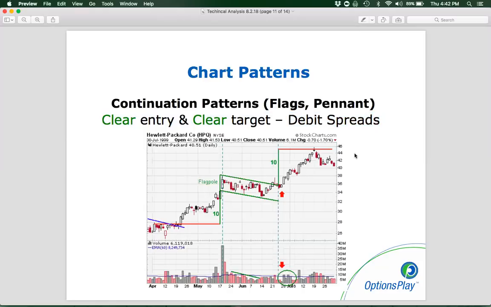So if you want to learn more, you can Google continuation patterns. There are plenty of different ways that you can look at them, but they all do fairly the same thing. They're telling you that the market has rallied or sold off, and then the market has to digest a little, has to consolidate a little before it can continue moving higher.